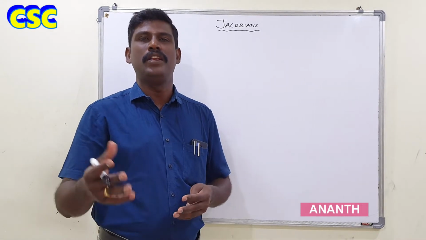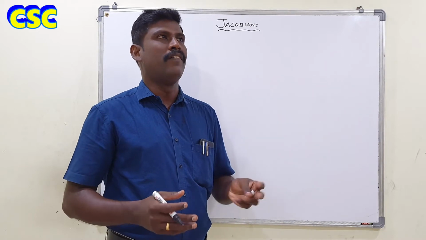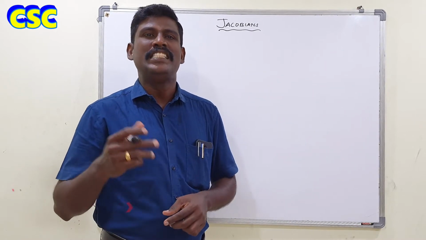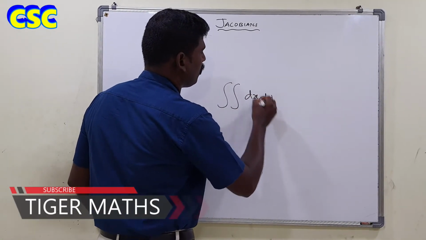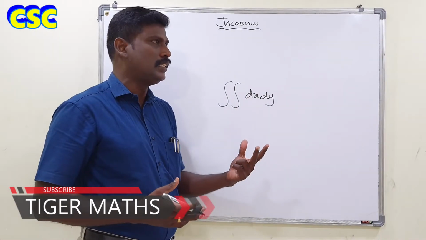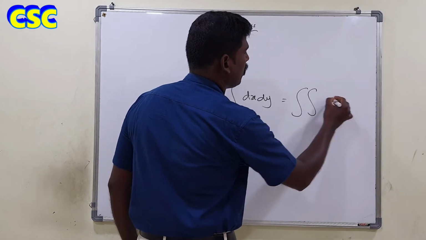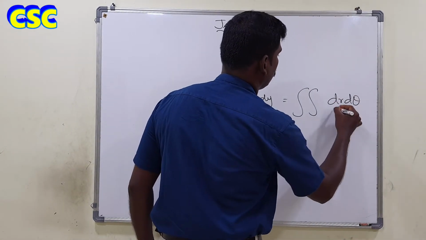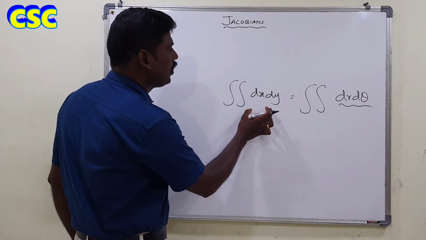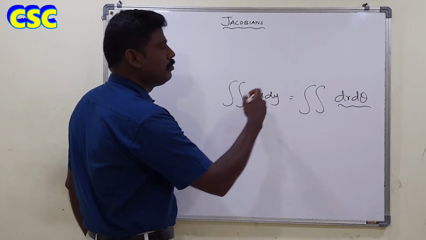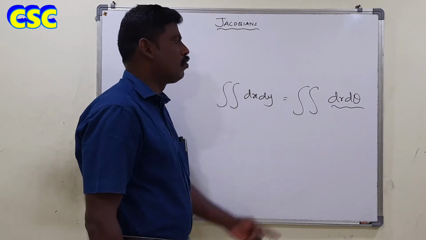Jacobians are more commonly used in multiple integrals, double integral and triple integral. We use them when we are changing variables in integration. For example, in a double integral dx dy, some functions may be difficult to integrate. So we convert it into other variables, dr d theta, the polar coordinates, instead of x y, the Cartesian coordinates. If it is difficult to integrate in Cartesian coordinates, sometimes it may be very easy to integrate with respect to the polar coordinates r and theta.